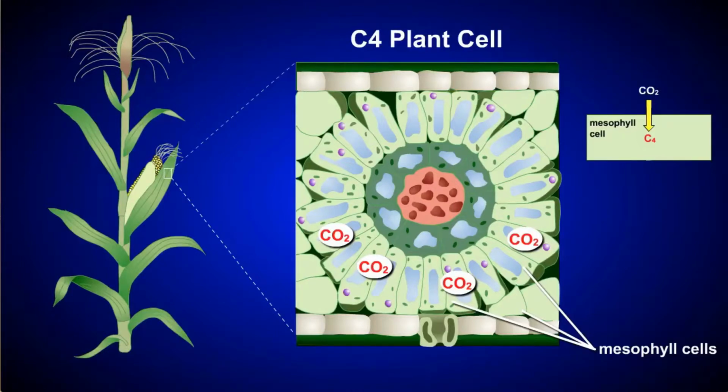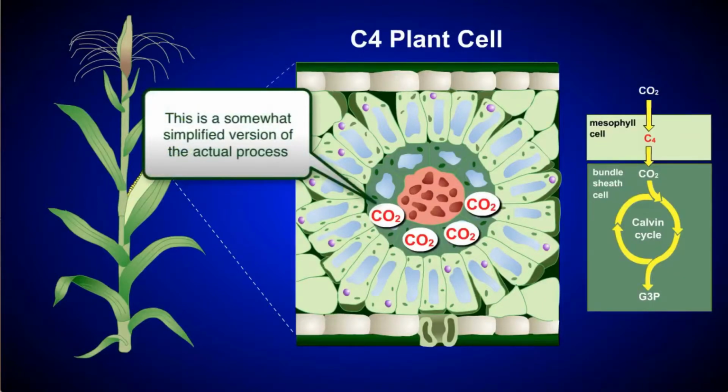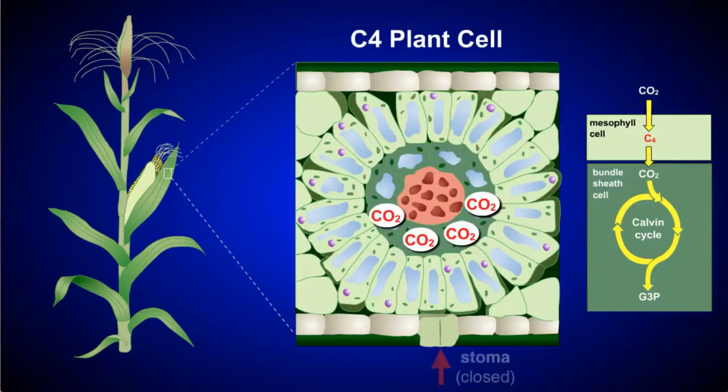In a C4 leaf, chloroplasts are located in mesophyll cells, but they are also located in bundle sheath cells, which surround the leaf vein. CO2 moves from the mesophyll cells into the bundle sheath cells where the Calvin cycle occurs. This shields the plant from the oxygen buildup that would otherwise occur when the stomata are closed during dry conditions.